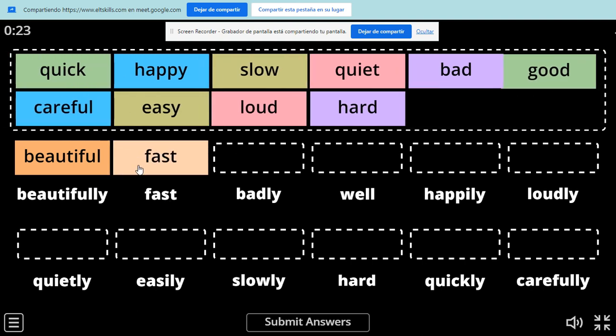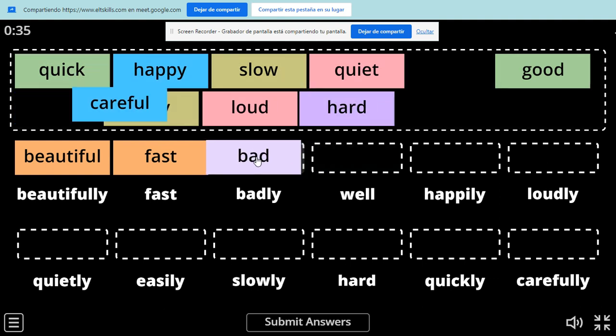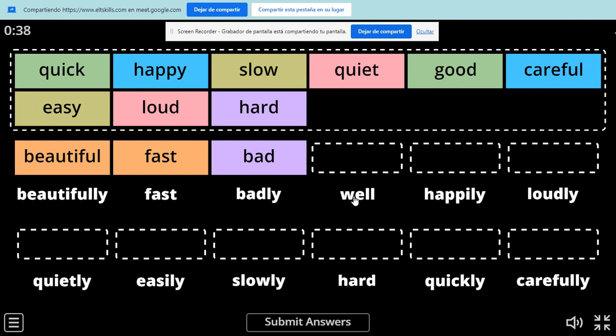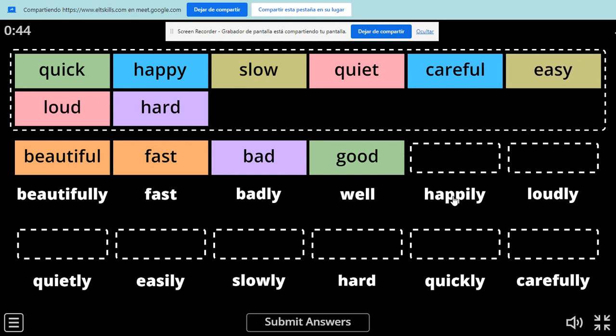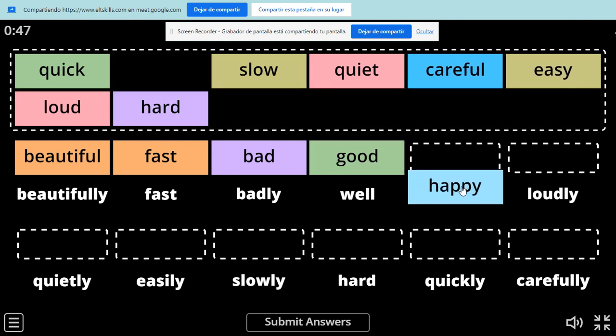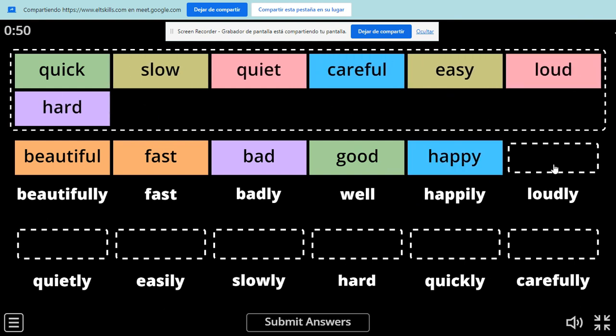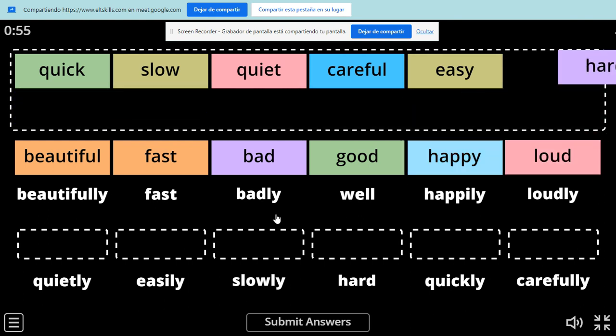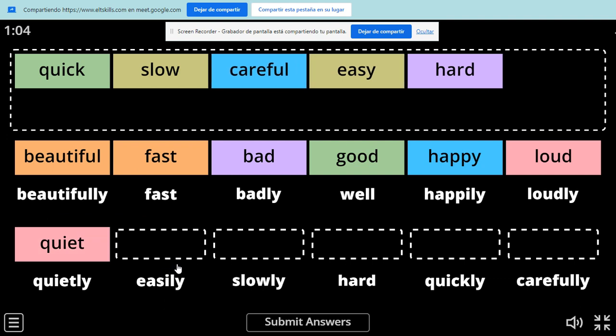Fast. Okay, please. The adjective for badly. Bad. The adjective for well. Good. The adjective for happily. Happy, good. The adjective for loudly. Yeah, loud. The adjective of quietly. Quiet, very good. The adjective of easily.